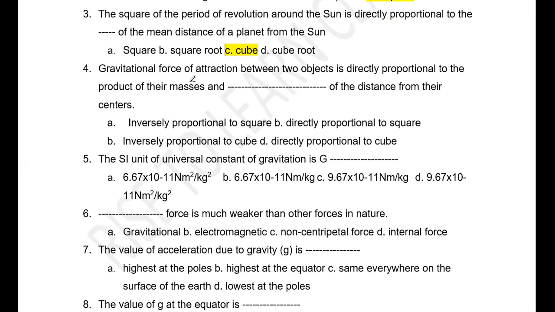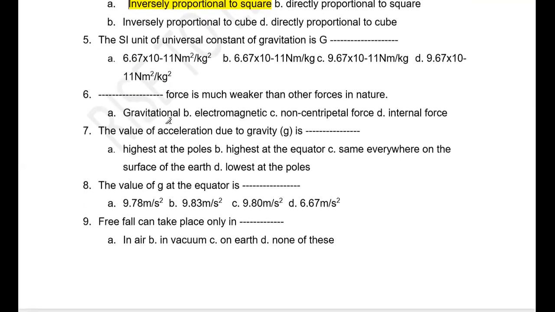Next, the gravitational force of attraction between two objects is directly proportional to the product of their masses and dash of the distance from their center. Inversely proportional to square, directly proportional to square, inversely proportional to cube, directly proportional to cube. This is Newton's law of gravitation. We know that the force of attraction between two objects is directly proportional to the product of their masses and inversely proportional to the square. So option A is the correct answer.